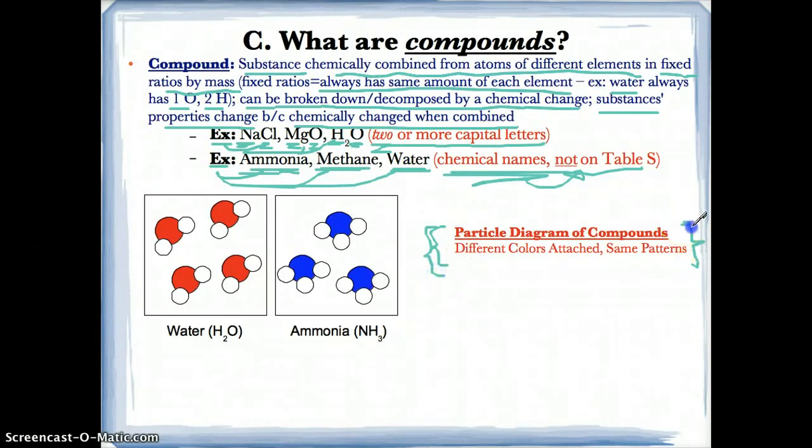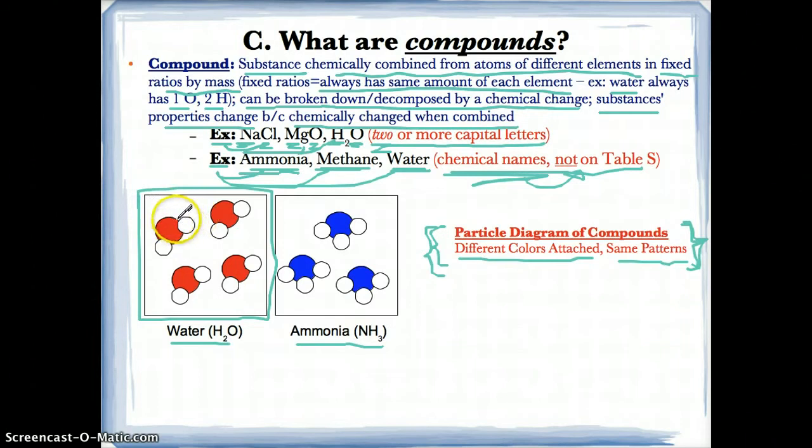The third way you can tell whether something is a compound is based on its particle diagram. Specifically, if you have different colors that are attached to each other, but you still have the same patterns, then you have a compound. For example, we have water, H2O, and ammonia, or NH3 down here. So let's see how that works. For water, first of all, without even looking at the chemical name or the chemical symbols or the chemical formula, we can just look at the particle diagram and tell that's a compound.